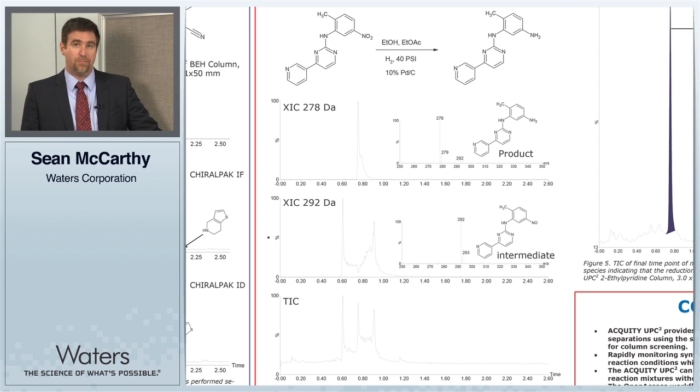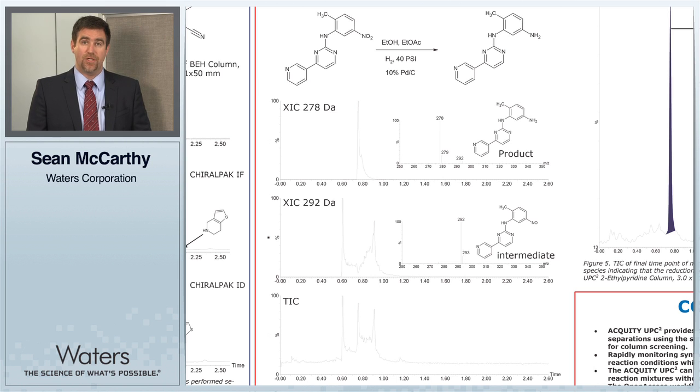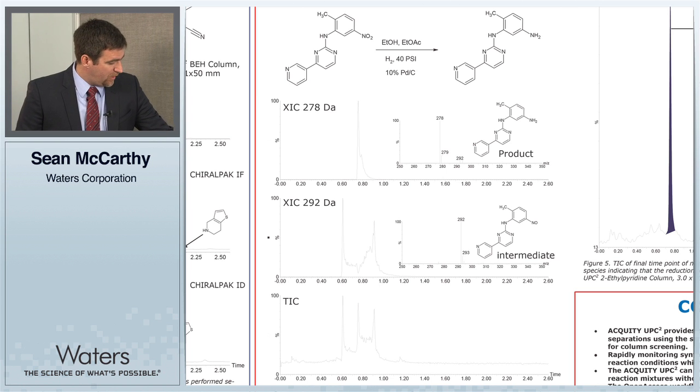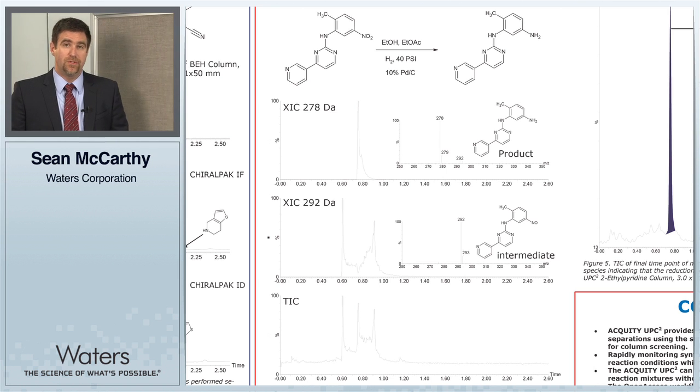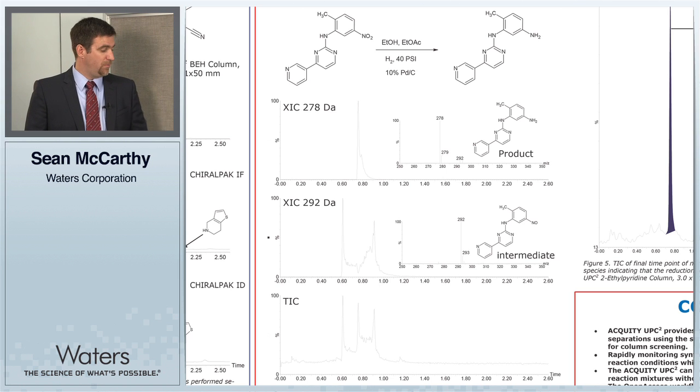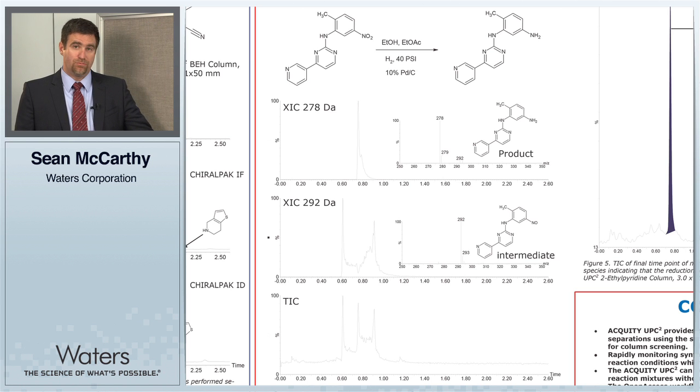Finally, a last example of reaction monitoring, which is during the synthesis of imatinib. In this particular example, this is a reduction of a nitro group to the corresponding amine. During the analysis of this reaction, we found evidence for two different intermediates, both of which were being converted into the final product. You can see very clearly that we can confirm each of those species using mass spectrometry coupled with the UPC squared, and we're able to track the reaction progress.